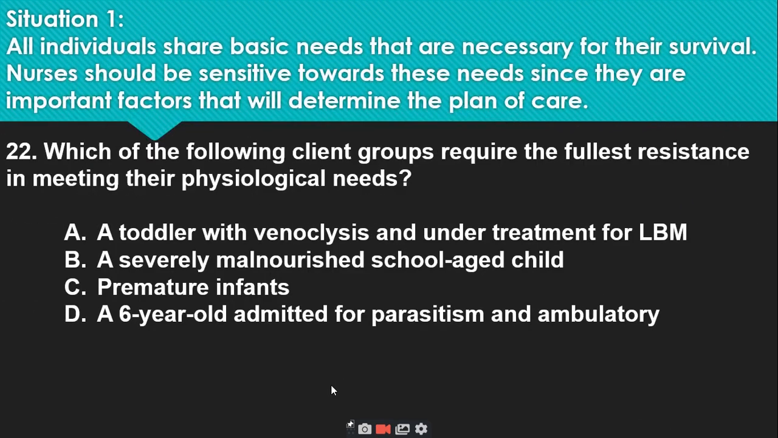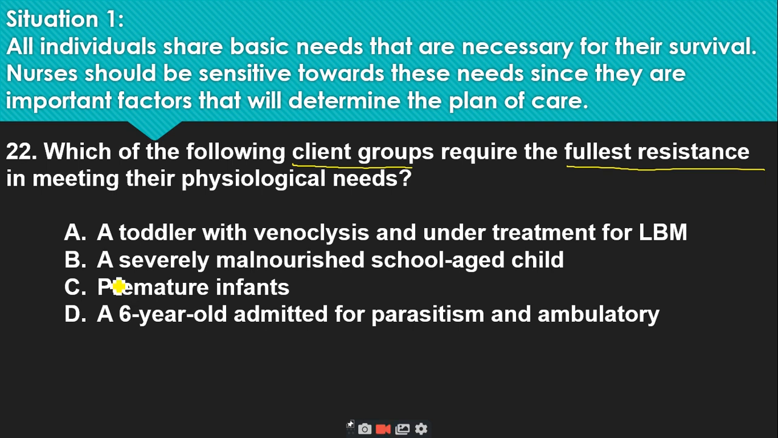Let's proceed now to question number 22. Same situation. Which of the following client groups require the fullest assistance in meeting their physiologic needs? Take note of the words client groups and fullest assistance. Letter A, toddler with venoclisis and under treatment for LBM. Letter B, a severely malnourished school-age child. Letter C, premature infants. Or letter D, a 6-year-old admitted for parasitism and ambulatory.